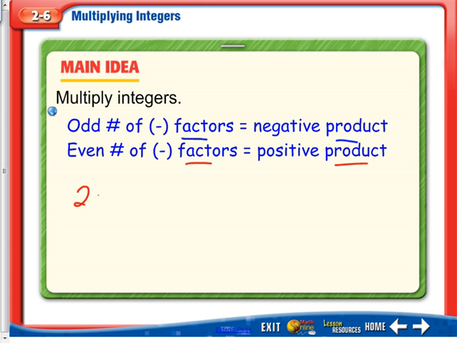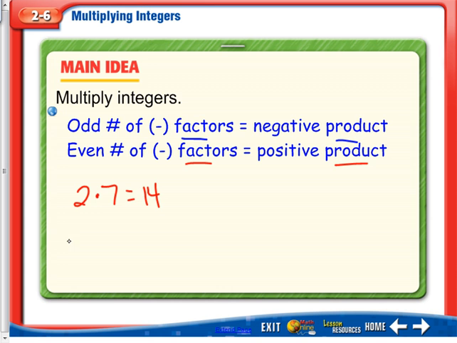So, for example, if I have 2 times 7, I don't have any negative factors. 2 and 7 are both factors, and my product would be 14. So product is the answer that we get when we multiply. So 2 and 7 are both factors. They're both positive, so therefore my answer is positive.